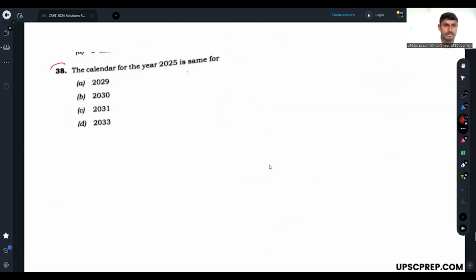See this 38th question. The calendar for the year 2025 is the same for 2029, 2030, 31, 32. When is the calendar the same for 2 years? If the start day and end day of the calendar are the same. So let's start with year 25, and let's assume the start day of this year is Monday. What will be the end day of this year?